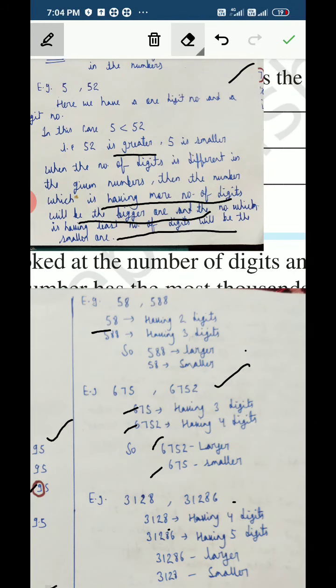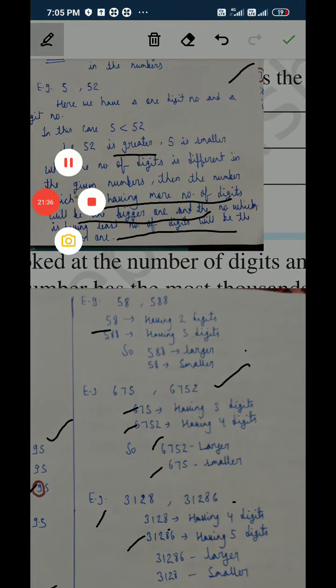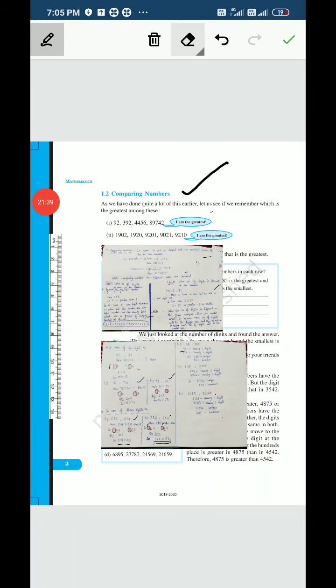Another example we have is 3128 and 31286. 3128 has 4 digits, 31286 has 5 digits. Obviously the number which has more digits will be the larger one and the other will be the smaller one. So I hope you have understood very well how to compare numbers, whether they give you a 2-digit number, 3-digit number, 5-digit number, 6-digit number, or even a 10-digit number, 12-digit number.